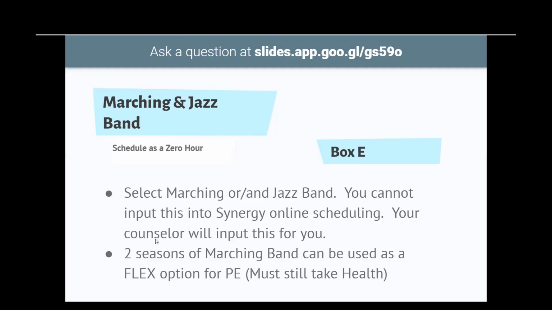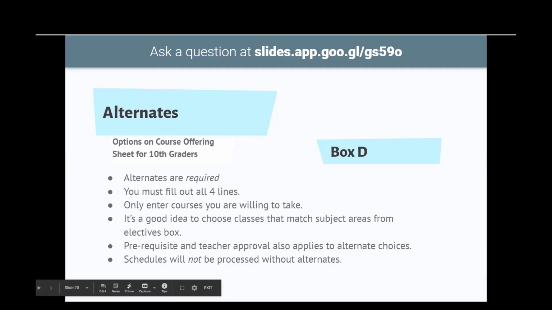I will have to input this for you into your student view. You are not able to do it on your own. So that's why I need you to mark it on your card so I know to put it in for you. And again, as I said, 2 seasons of marching band can count for that PE credit, but you will still have to take a health class to meet the requirement.